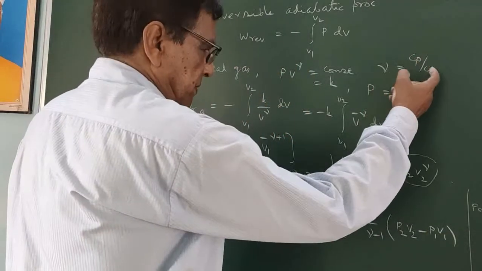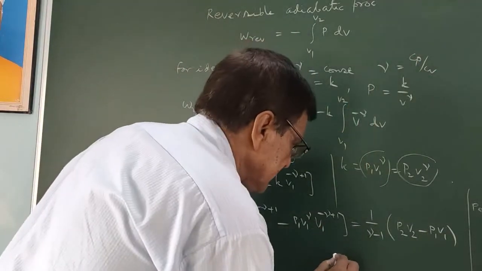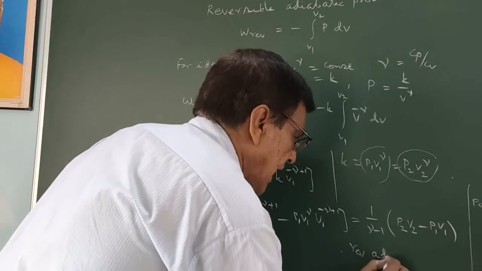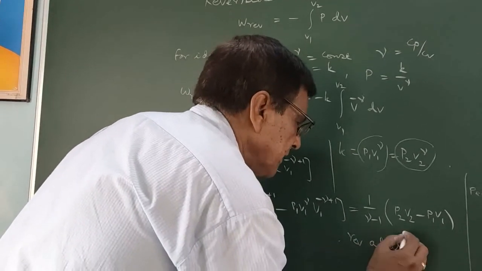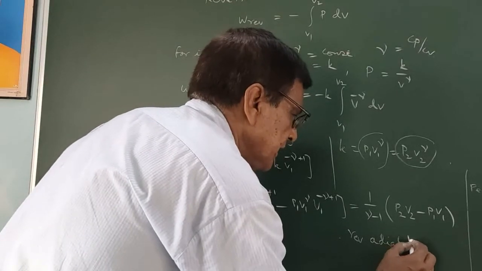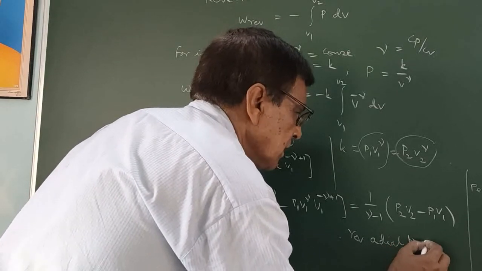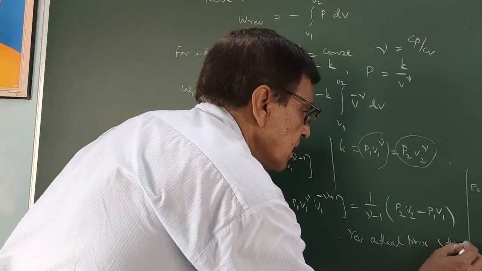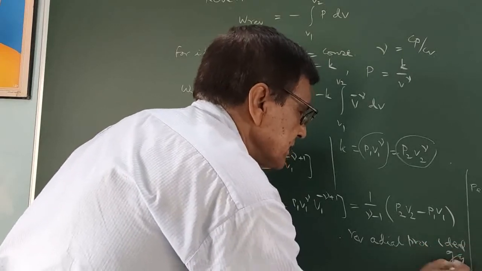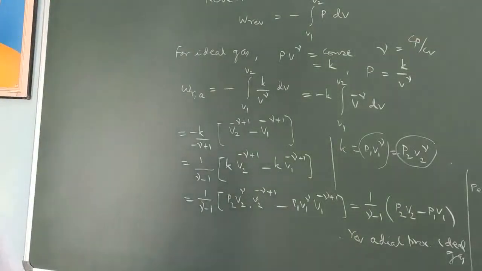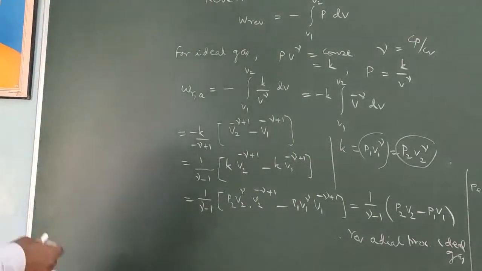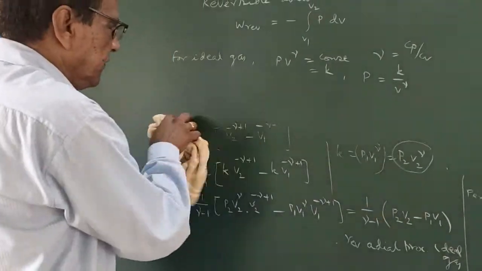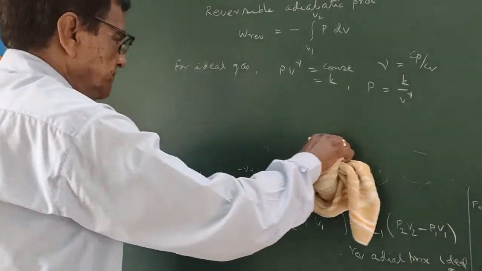Gamma is Cp by Cv, and this is the formula for a reversible adiabatic process and ideal gas. This equation is valid. We can also write it in a different form.